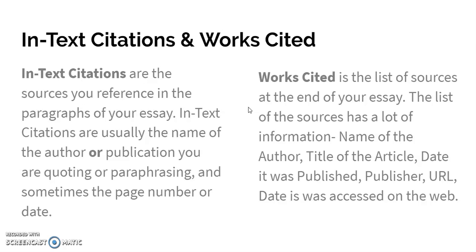Works cited is the list of sources at the end of your essay, and it has more information than the in-text citation. It has the name of the author, it has the title of the article, the date it was published, the name of the publisher, it might have the URL, the website, and it also might have the date that you, the researcher, accessed it on the web.